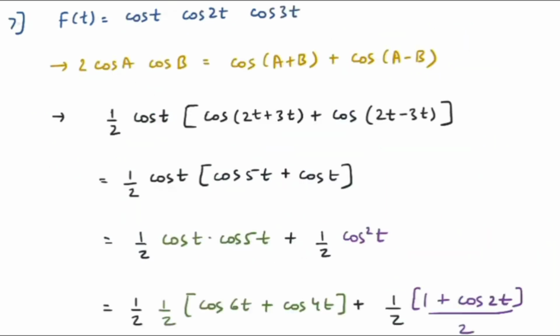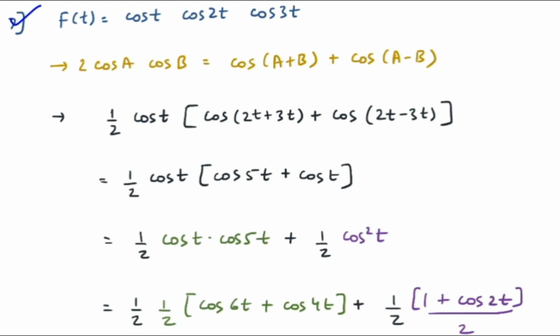Now we will see some hard questions. So make a note of this question. f of t is equal to cos t into cos 2t into cos 3t. Tell me what is the Laplace transform of this function. It is sure that you cannot split the Laplace here, but then you have to use some identity.